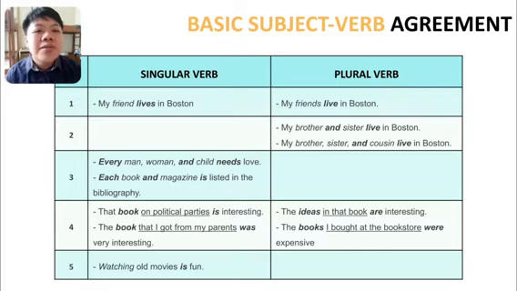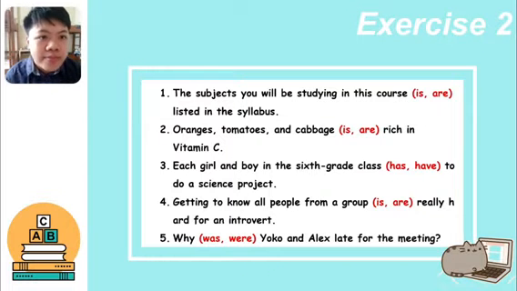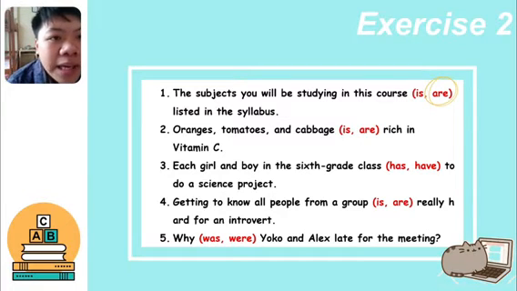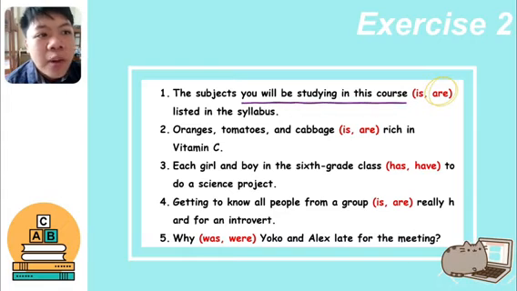Okay, let's do exercise 2. The subjects you will be studying in this course is or are listed in the syllabus. Now, what is the answer? The answer is are. Why is it are? Because it talks about the subjects, not about the course. "In this course" is an interrupting sentence.